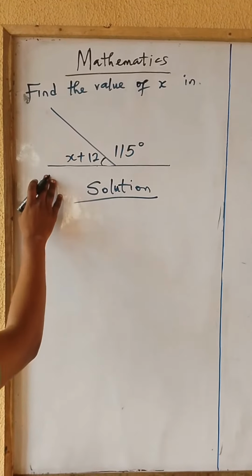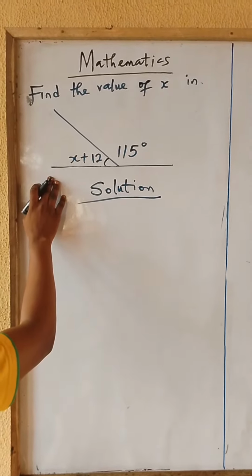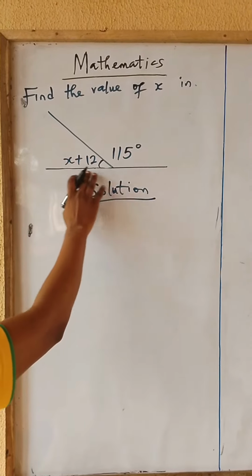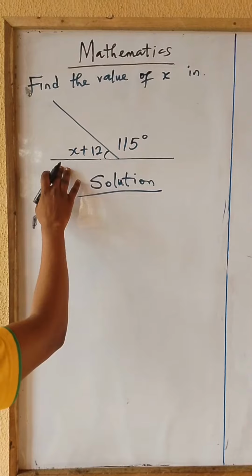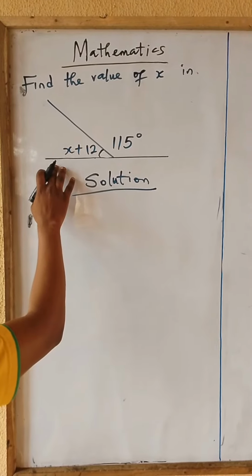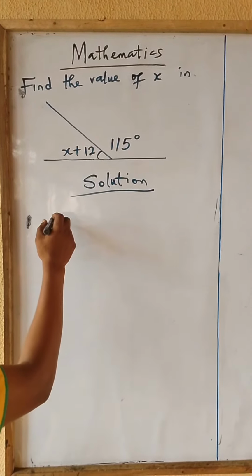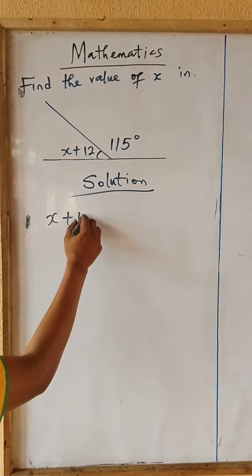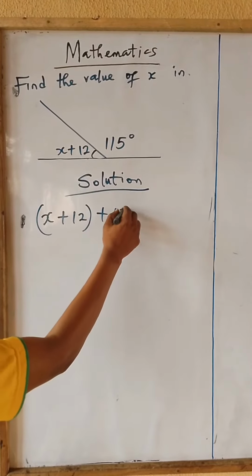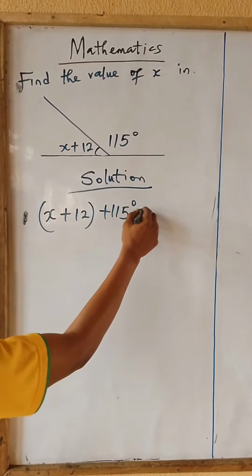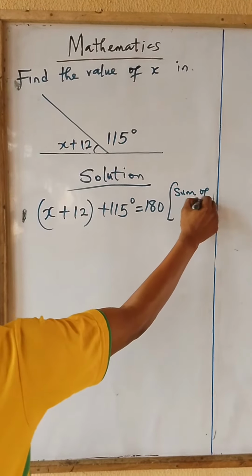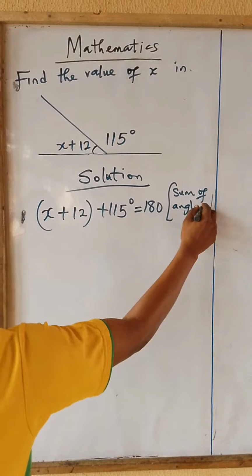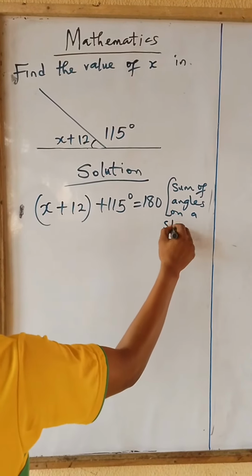If you look at the diagram on the board, you will discover that all these angles are on a straight line. This is a relevant example of supplementary angles. So for us to find the value of x, we are going to add x + 12 + 115 degrees to be equal to 180, the sum of angles on a straight line.